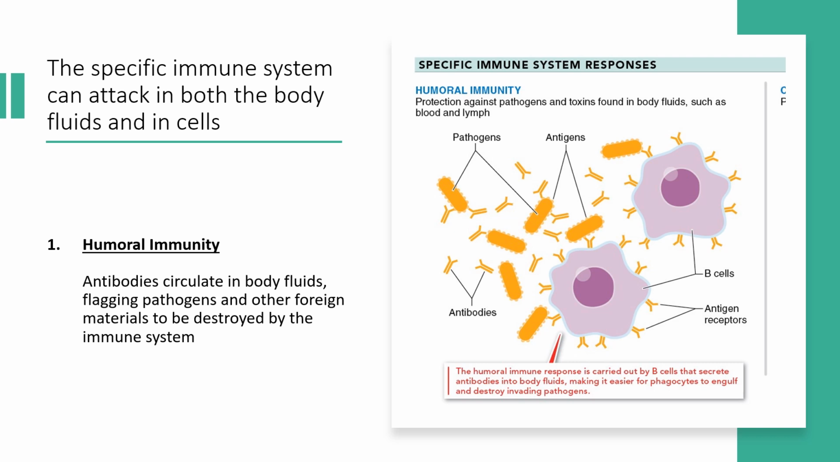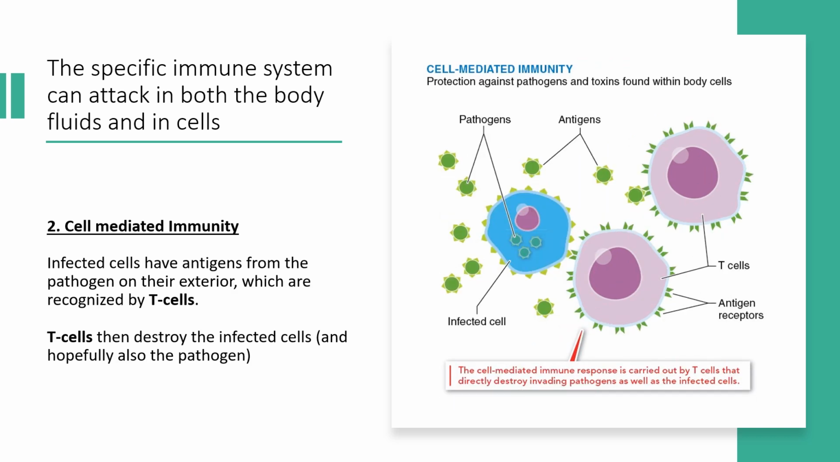We have antibodies for many different antigens circulating in our body fluids all the time. This humoral immunity helps recognize and destroy those pathogens, hopefully before they enter our cells. But cell-mediated immunity allows us to attack pathogens that have already invaded cells. In cell-mediated immunity, T cells recognize infected cells by the antigens on their surface. The T cells then destroy the infected cells, which hopefully then also kills the pathogens inside.